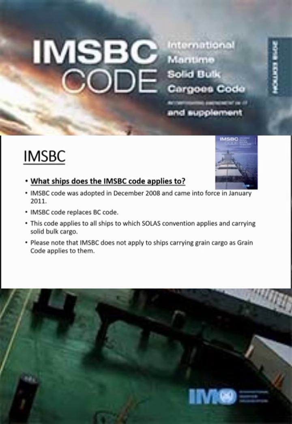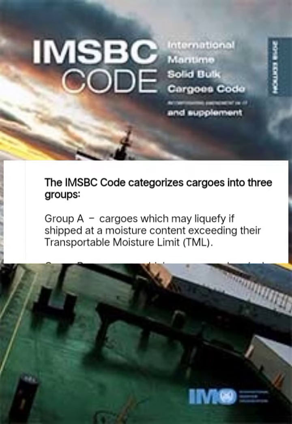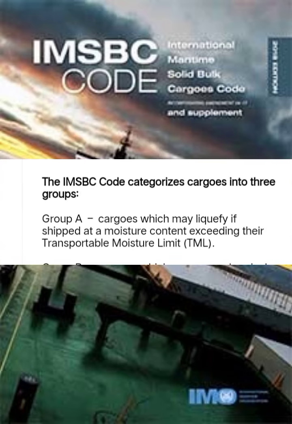The IMSBC code categorizes cargoes into three groups. First is Group A. This is cargoes which may liquefy if shipped at a moisture content exceeding their transportable moisture limit, or TML. Group A cargoes may liquefy, which means that the cargo becomes fluid or liquefies. On a ship, this happens when the cargo is compacted by the ship's motion.